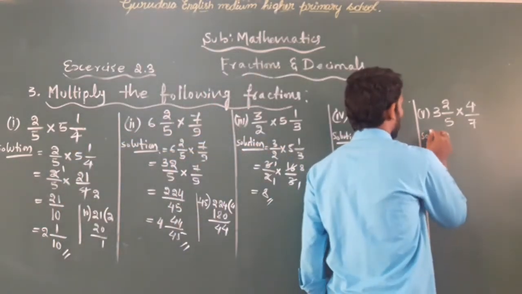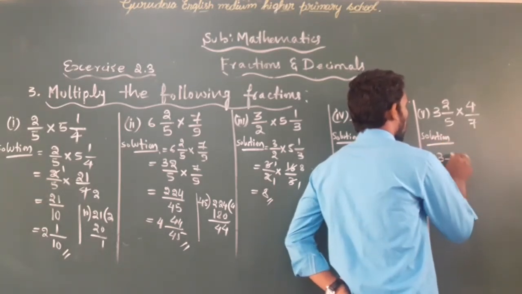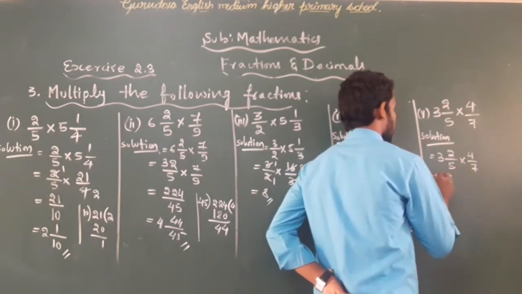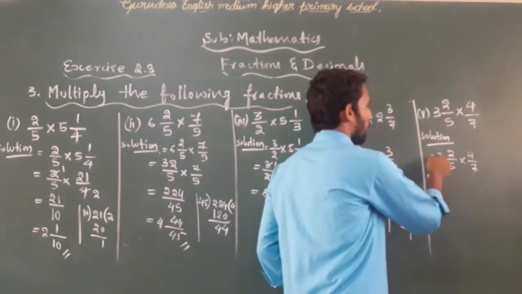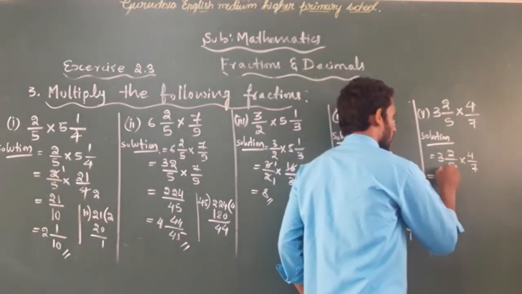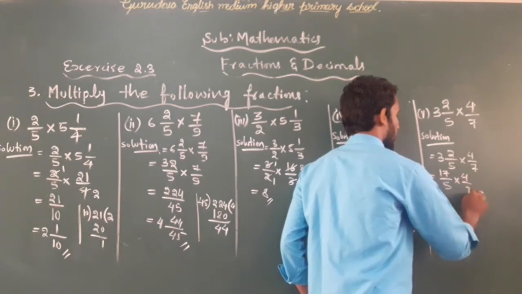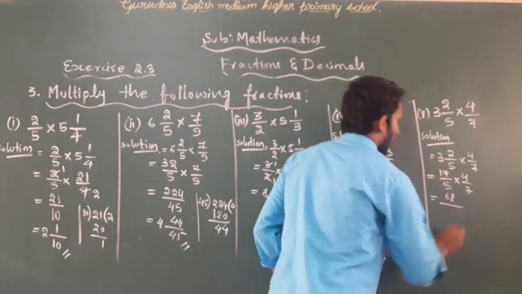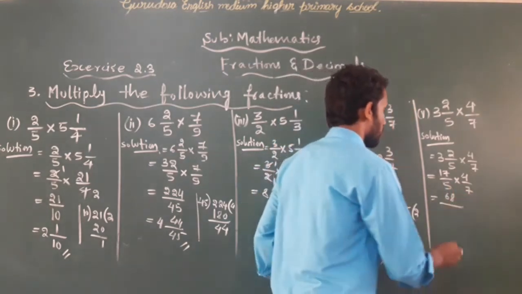Let us see the solution. 3 whole 2 by 5 into 4 by 7. Dear student, here also we have a mixed fraction. We have to convert it into an improper fraction. 3 5s are 15 plus 2, 17 by 5 into 4 by 7. When we multiply here, we get 68, and 5 into 7 is 35.